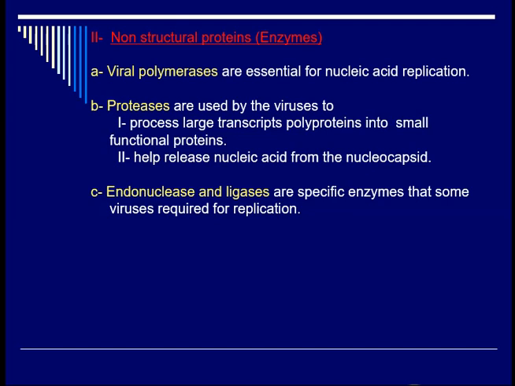C. Another type of enzymes is the endonucleases and ligases. They are specific enzymes used by some viruses in the process of replication. Some viruses enter the nucleus of the infected host cell and integrate with the genome of the host cell. In this case, the virus needs two enzymes, the endonuclease and the ligase, to help the genome of the virus be internalized inside the nucleus of the infected cell and be ligated with the genome of the host cell. Endonuclease and ligase enzymes.